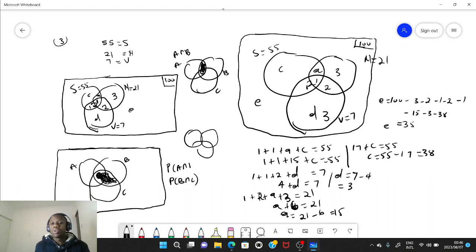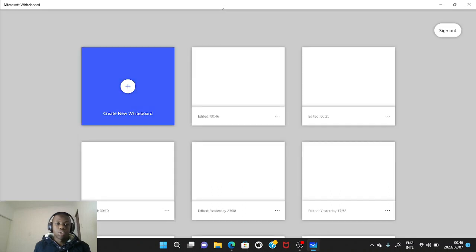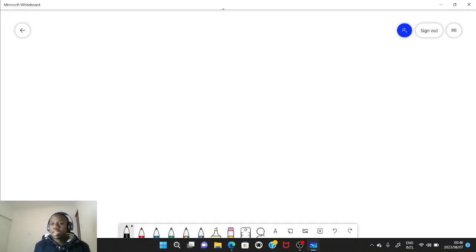And then to prove, when you add everything, it must give you 100, which brings you back to the sample space, or the sample size. Now let's do another question on the Venn diagram. Let's look at another question.